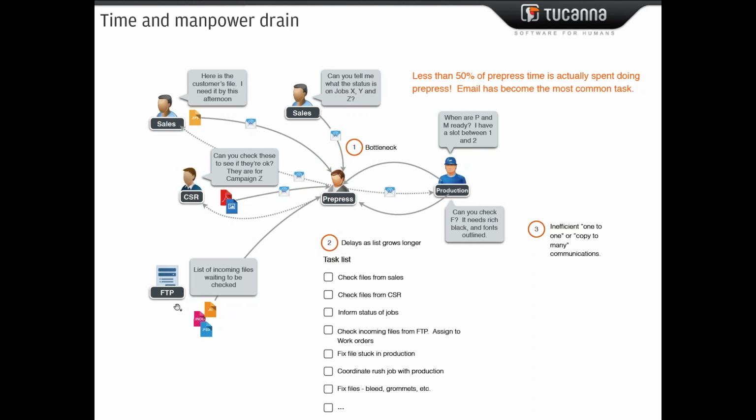And so again, we have a series of files coming in that need to be checked and addressed by the prepress. Then, of course, CSRs and sales are sending things into prepress and asking questions about the status of jobs and files. Anything that's going wrong in production is also coming back over here. So you can see this down here, this list is getting longer and longer and longer. And the second part of this problem, of course, is that the time that prepress has to address all of these tasks is inhibited by the amount of email they have to send back and forth to all these different members, informing them of the new statuses and so forth.